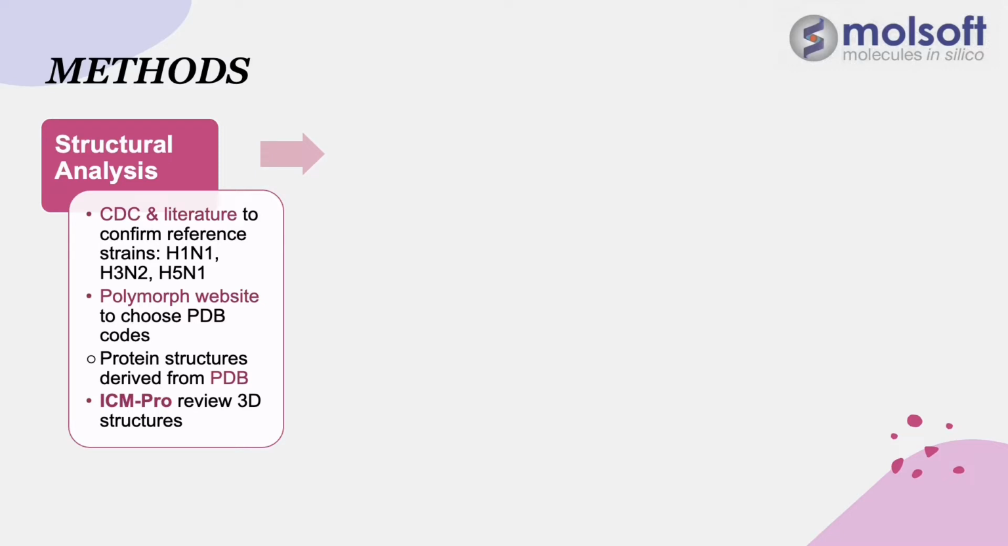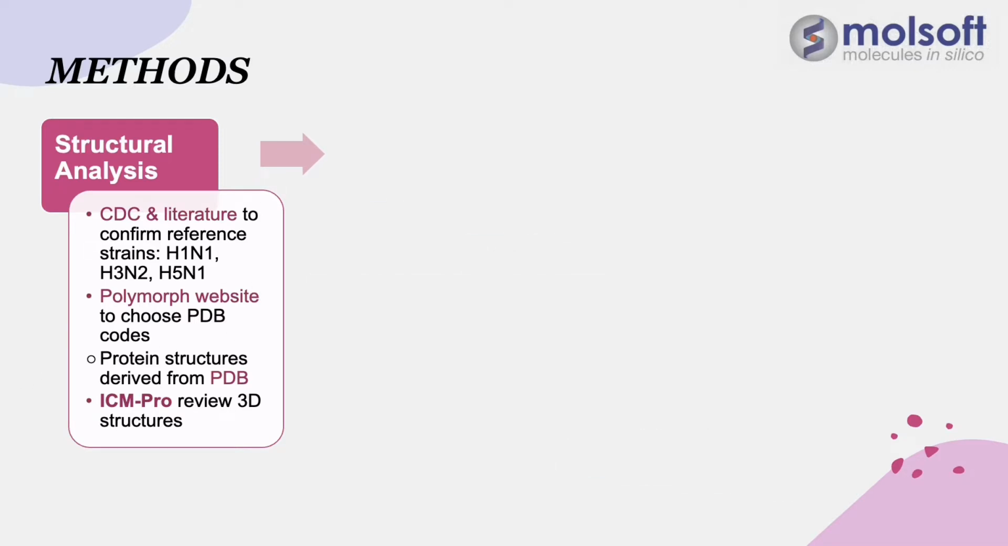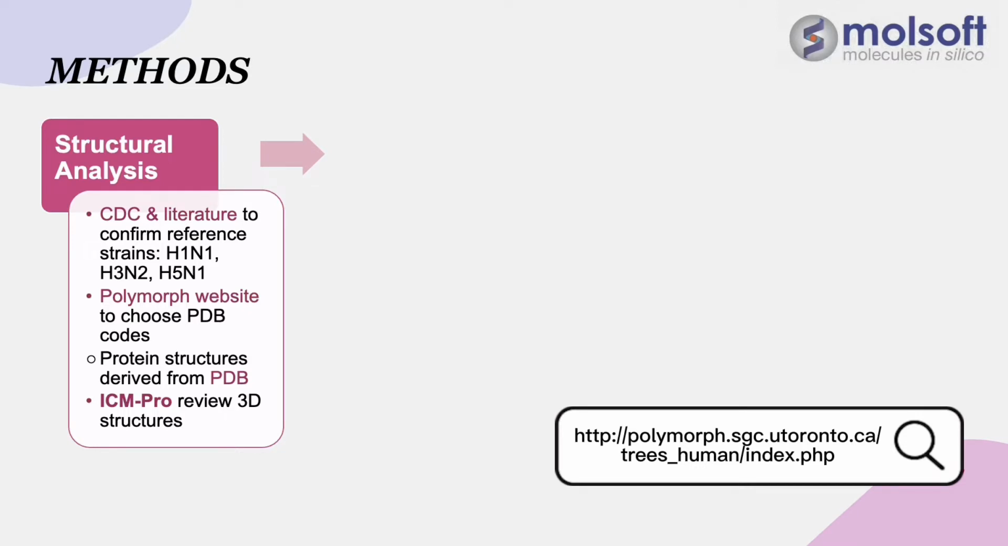H1N1 and H3N2 seem to be the ones that circulate in humans, and H5N1 seems to be also high on the list of pandemic potential based on the literature. The analyzed ligand-bound crystal structures are loaded into ICM-Pro and derived from the Protein Data Bank, or PDB, where the PDB codes are chosen on the website PolyMorph.